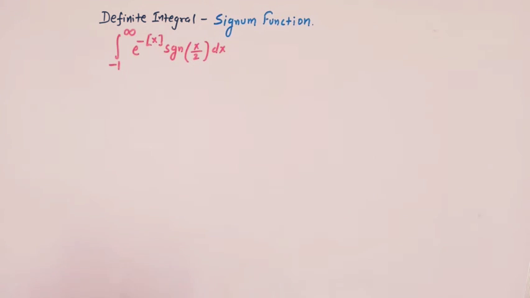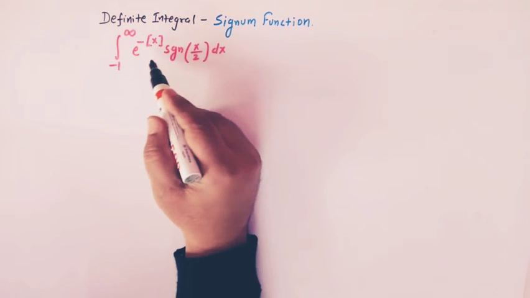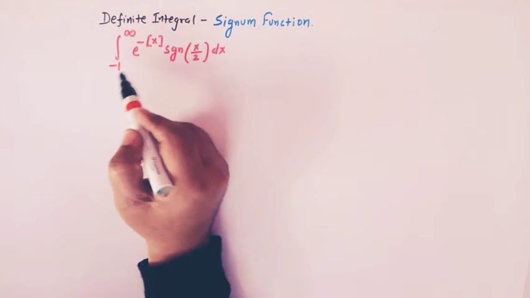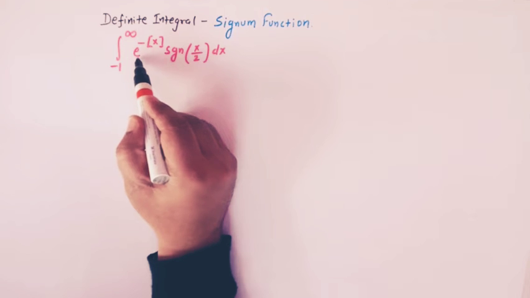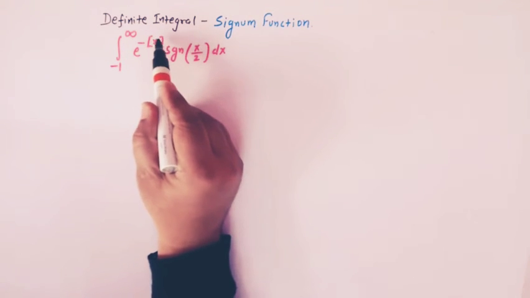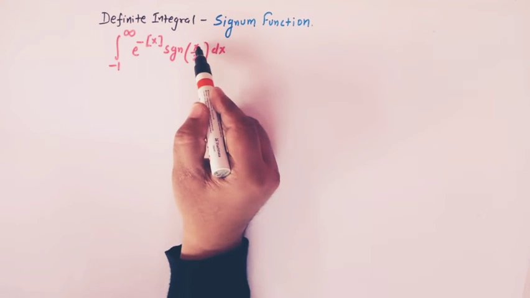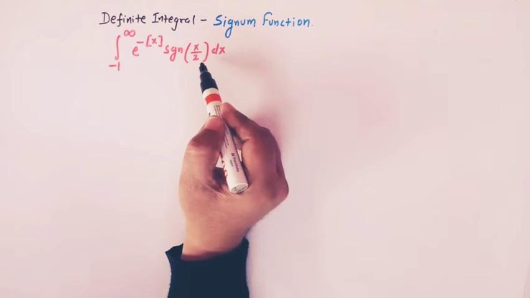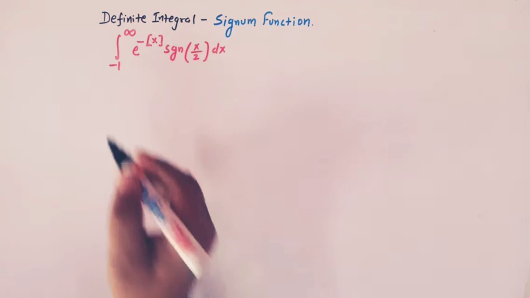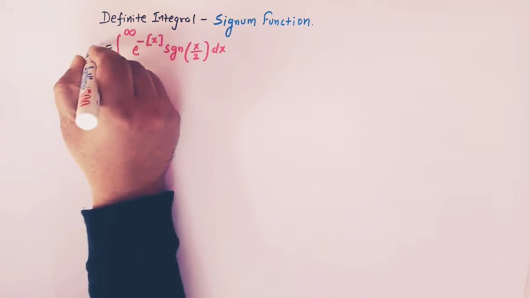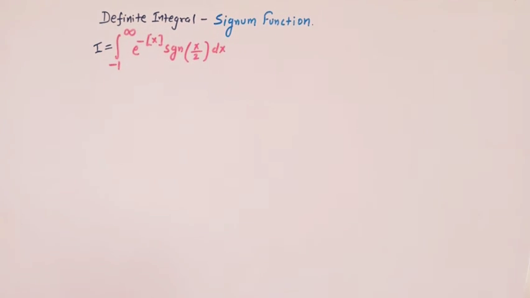Hello viewers, in today's class we are going to discuss one important definite integral involving the signum function. Here we have to integrate the function e raised to minus greatest integer x and signum of x over 2. So let us start. Let us first call this integral as I.